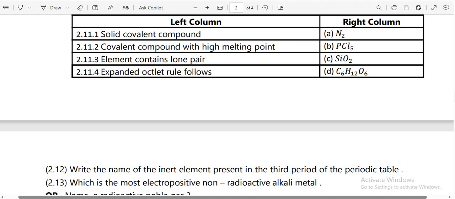2.12 Write the name of the inert element present in the third period of the periodic table.